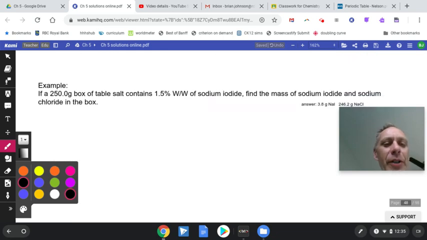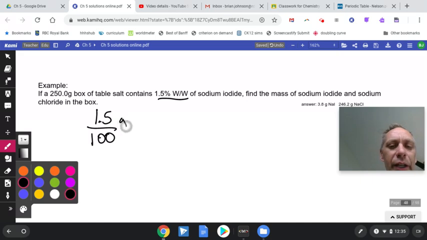Okay, a 250 gram box of table salt contains 1.5% weight by weight of sodium iodide. So what does that mean? 1.5% is 1.5 out of 100 weight by weight, grams per gram. So what have we got here of sodium iodide? That means 1.5 grams of sodium iodide in a 100 gram box.